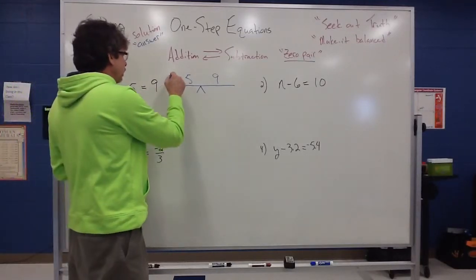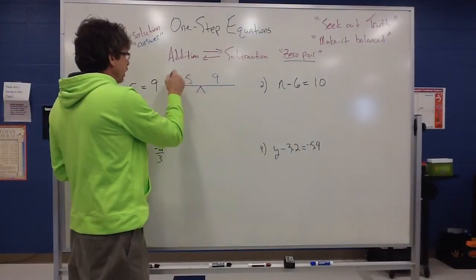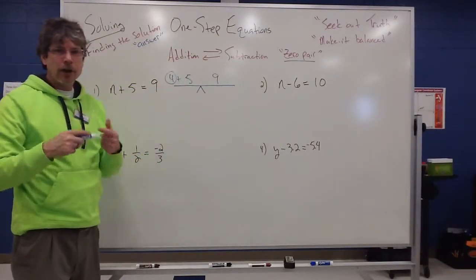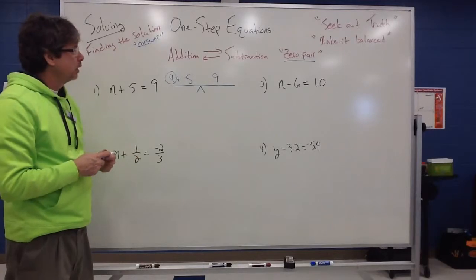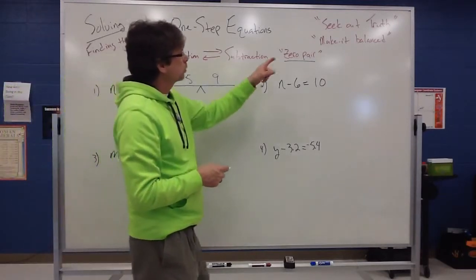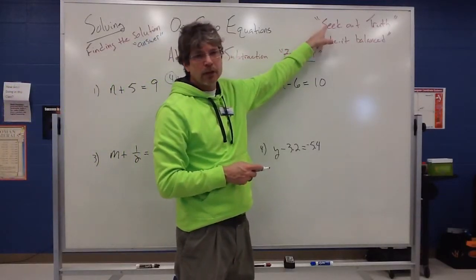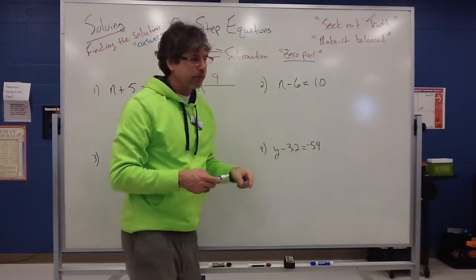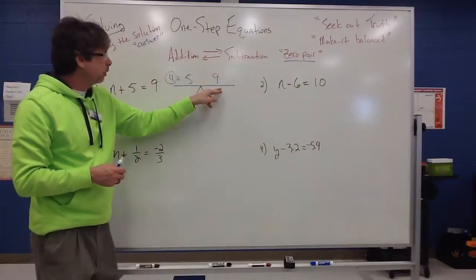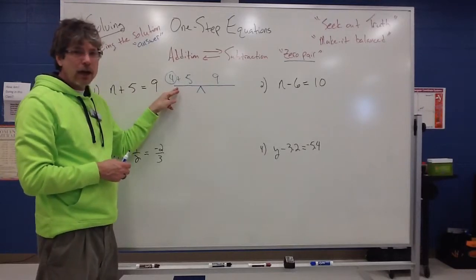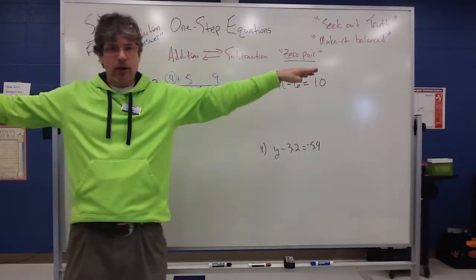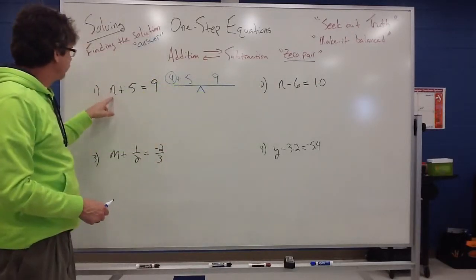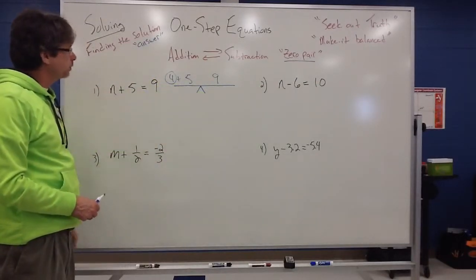Well, thinking about that, I can see that 4 plus 5 is 9. So that 4 becomes our answer. It becomes our solution. And that's what we're doing with equations. We're trying to seek out the truth. We're trying to make it a true statement. We're trying to make that equation balanced, if you will. So notice how this side represents 9, and this side also represents 9. So therefore, we would say it's balanced. So that's what we're looking for. So the solution would be 4.